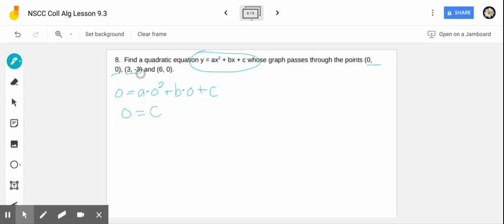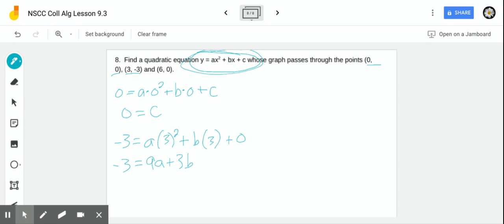All right, so now what we're going to do is plug in the next point, 3, negative 3. We're going to go back to this and plug it in. So y is negative 3. We don't know a, but x is 3 squared. Plus, we don't know b, but we do know that x is 3. And we already decided that c was 0, so just let that be. So that gives us negative 3 equals 9a plus 3b. There's nothing else we can do with that, so we'll come back to it.